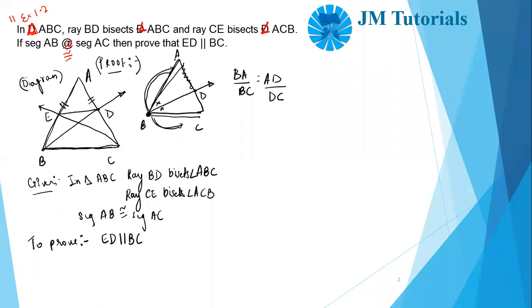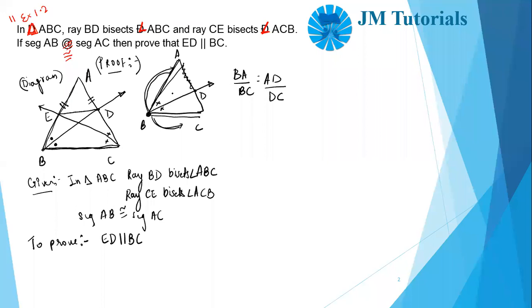So see, I don't know exactly what to do in this question, but I am just going ahead with whatever I've learned. I've learned the angle bisector theorem. I know that BD is the bisector, so I will mark the equal angles here. I know that this is the bisector. So first, I used this property for this angle bisector.